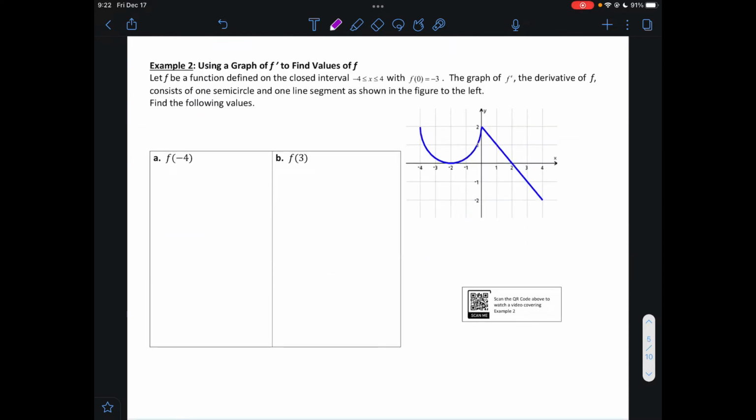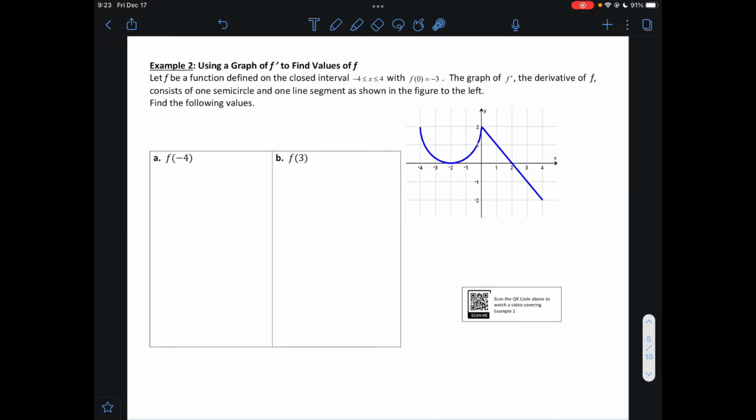Example 2, using a graph of f prime to find values of f. So pretty much the same problem here. Let f be a function defined on a closed interval. f of 0 is -3. That's going to be very important here. The graph of f prime, the derivative of f, consists of one semicircle and one line segment as shown in the figure to the left. So a semicircle and a line segment. We want to find f of -4 and f of 3.